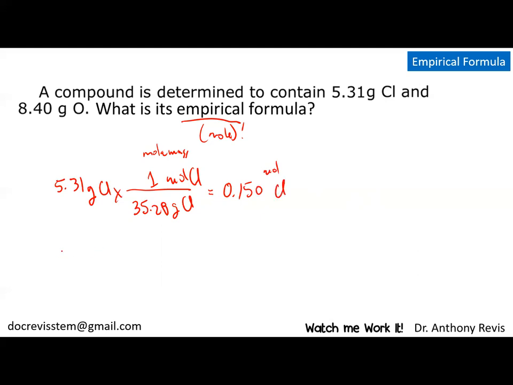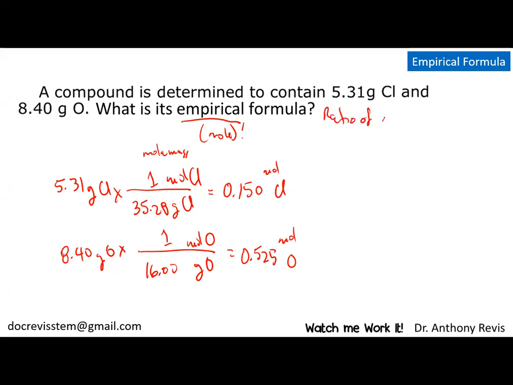And now I'll do a similar thing for oxygen. Same process, of course. Times bar, grams O on the bottom, moles O on the top. And this is 16.00, or very close to that, for every 1 mole. I punch this through. I let my calculator do the work. And I'm going to get that number of moles of O. So next, because it's empirical formula, that means a ratio of moles. This means ratio of moles. That's all empirical formula wants to know.